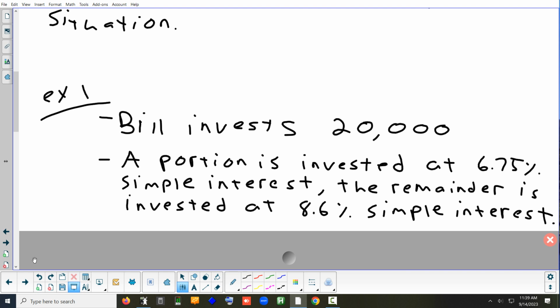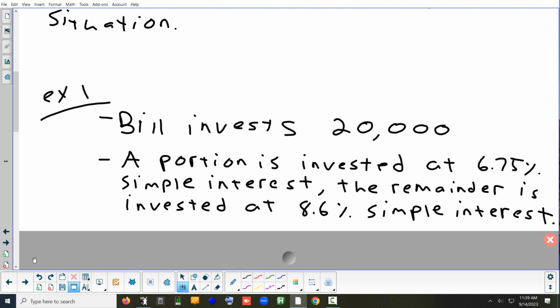All right, so this question is going to be about an investment. This person has a total of $20,000 to invest, and they're going to split the investment between 2 different accounts. One account is going to pay 6.75% simple interest. The other account pays 8.6% simple interest. Now, obviously, it'd be better if you just put all the money in the account that pays higher interest. He'd make more. But maybe there's a reason he can't, for whatever reason. He has to split the $20,000 up between these 2 accounts.